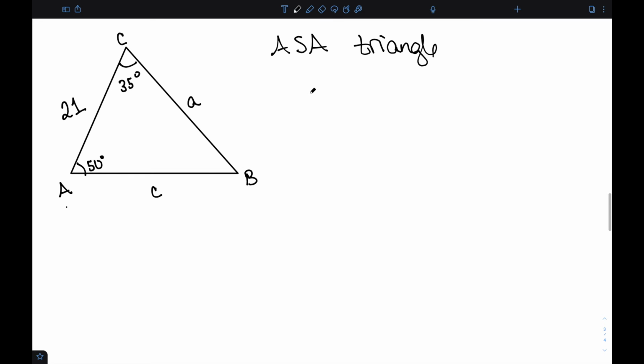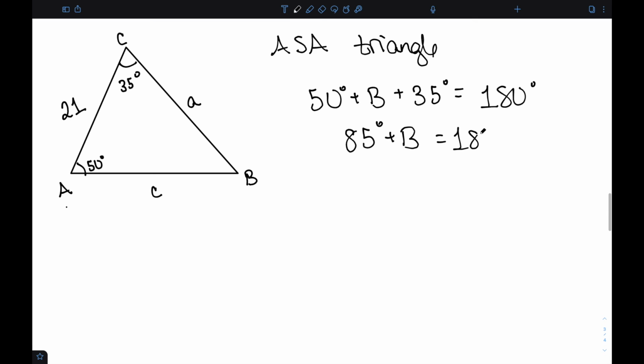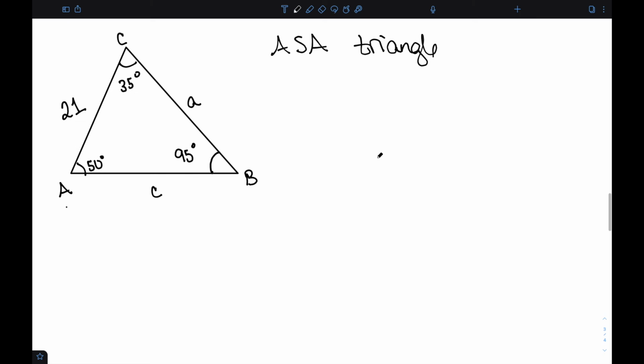The easiest thing to start with is angle B. We know that angle A plus angle B plus angle C is equal to 180. This tells me that 85 degrees plus B is equal to 180 degrees. And if we subtract 85 from both sides, I get that B is equal to 95 degrees. So this picture is definitely not drawn to scale. This angle here should be 95 degrees.